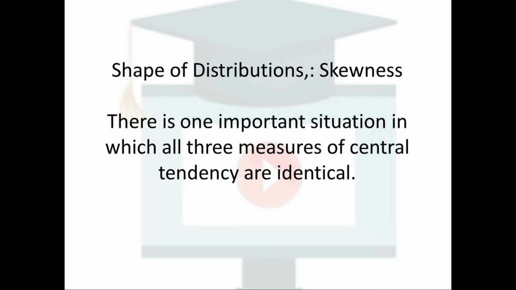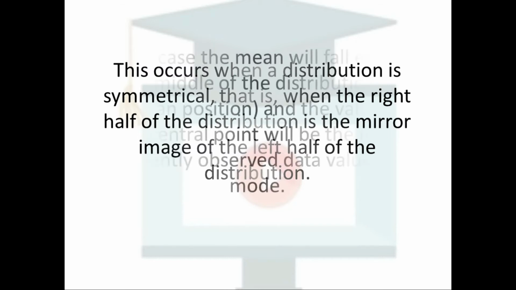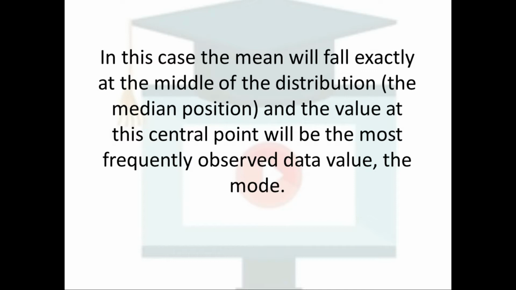Shape of distributions. Skewness. There is one important situation in which all three measures of central tendency are identical. This occurs when a distribution is symmetrical, that is, when the right half of the distribution is the mirror image of the left half of the distribution. In this case, the mean will fall exactly at the middle of the distribution, the median position, and the value at this central point will be the most frequently observed data value, the mode.